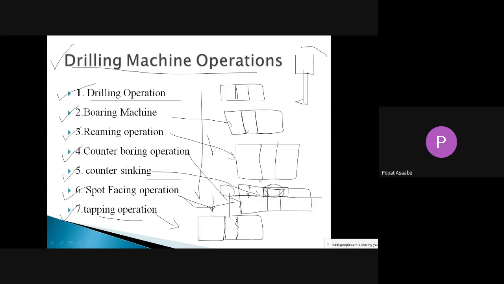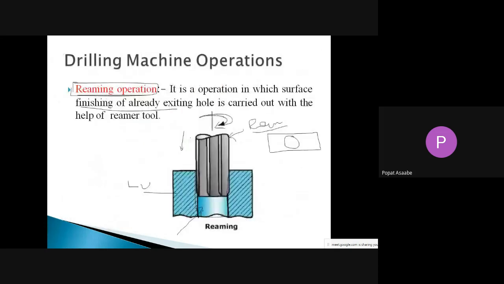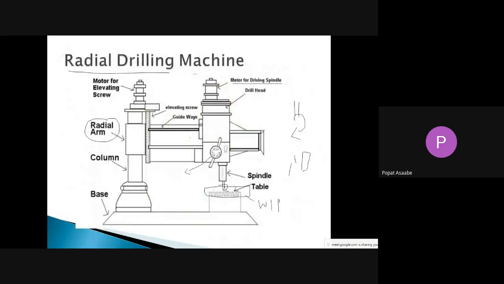Once again I will summarize. Now we will summarize which points we have studied in this lecture. In this lecture we have studied the radial drilling machine. Inside the radial drilling machine we use the radial arm, and this radial arm we can rotate 360 degrees around the column, and also move up and down with the help of the elevating screw.